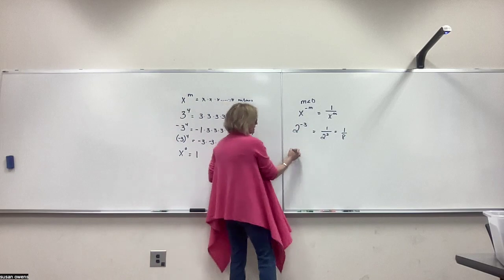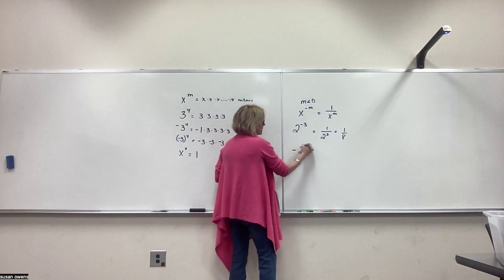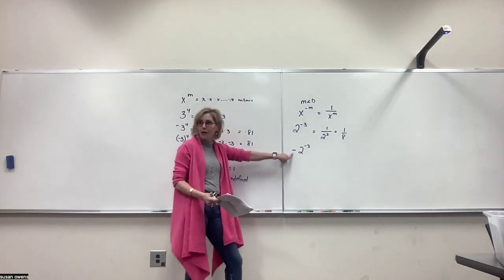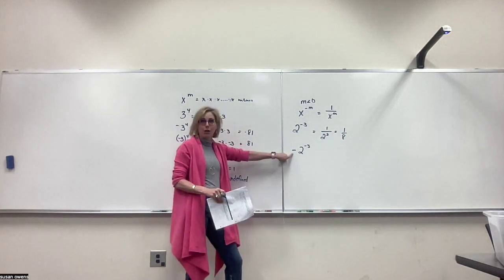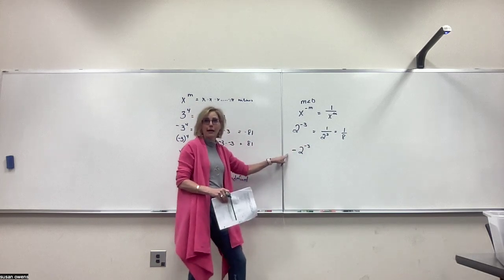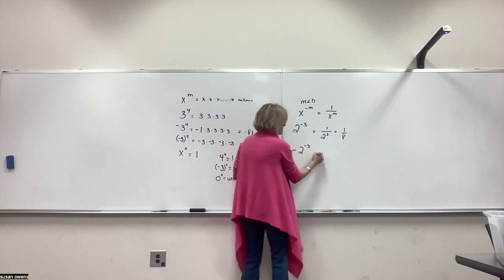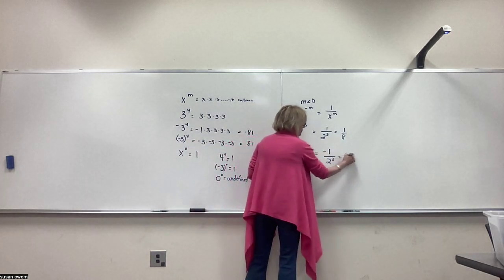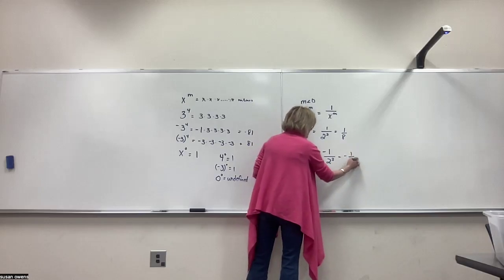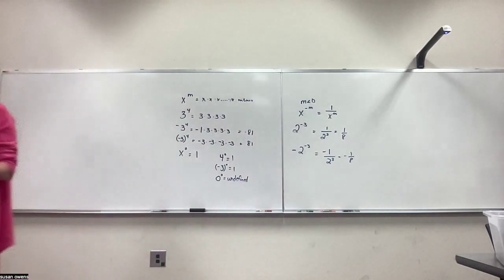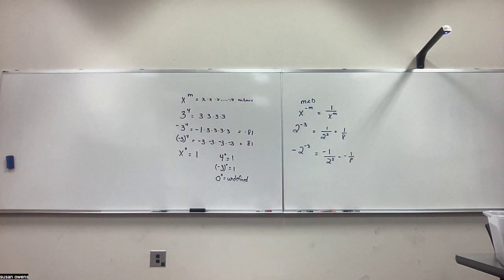If I have negative 2 to the negative 3rd power, remember this negative out in front is not in the wrong place because it's not in parentheses. That exponent does not own that negative out in front. So the negative is just fine. Negative 1 over 2 to the 3rd power, excuse me. Does that make sense to everybody? Is all this familiar? Does it feel like a review for everybody?